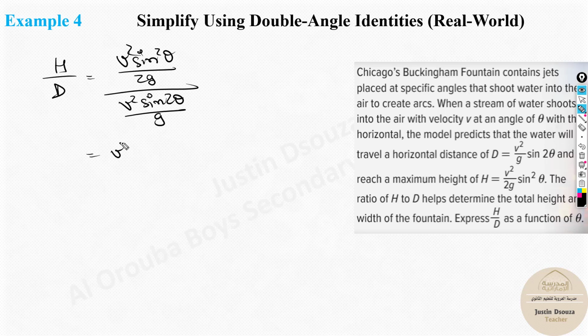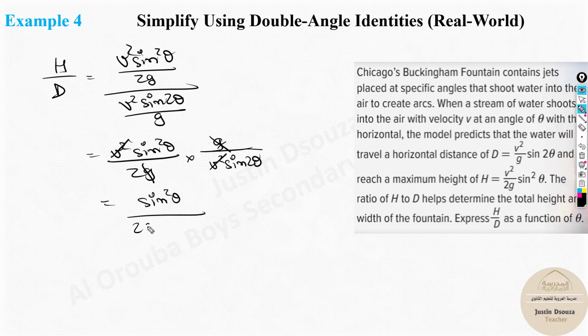Now let's solve it. V squared sine squared theta divided by 2g. Now this denominator, the entire thing, I'll bring it up over here. It will flip. In this sense, g goes up, v squared sine 2 theta goes down. G divided by v squared sine 2 theta. And now you can cancel this g with this g and v squared with v squared. So what's remaining is sine squared theta divided by 2 times sine 2 theta.